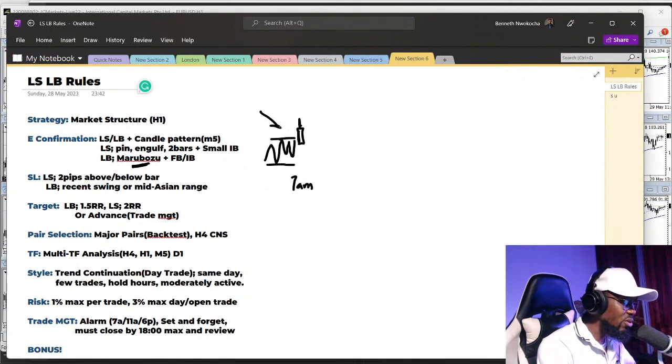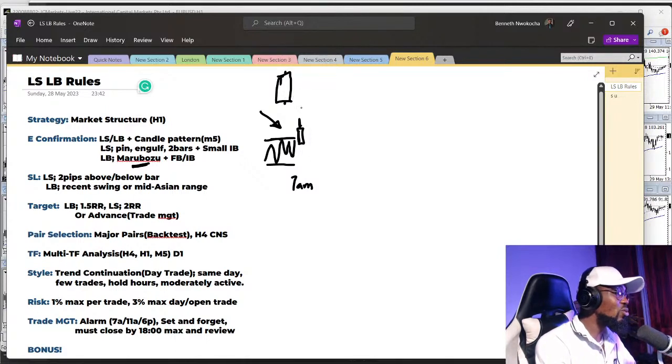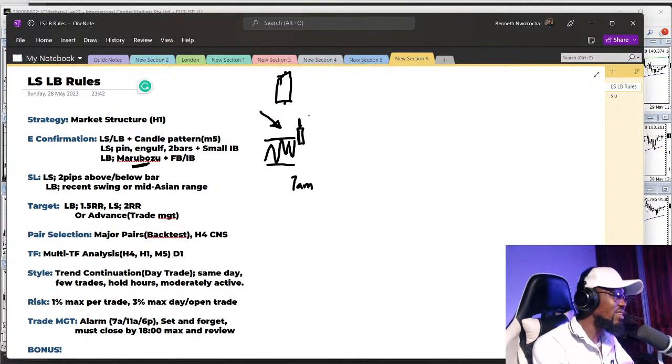So this is the first condition for your entry confirmation. A breakout above the line must be a marubozu. It must be a marubozu. The ideal marubozu does not have any wick. If you're seeing a wick, it's supposed to make you hesitant.